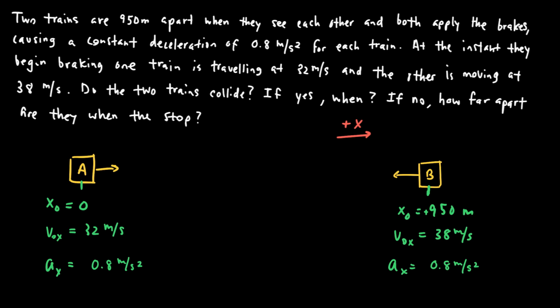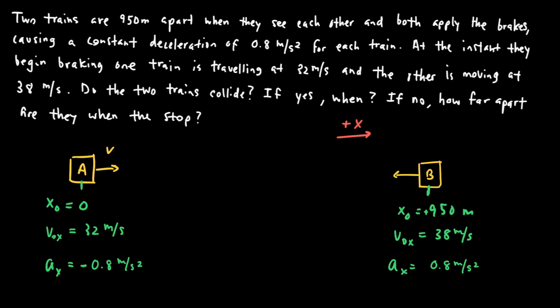So we'll start with train A. The velocity is positive because the velocity is pointing to the right. It's moving in the positive x direction. But the acceleration, which would cause this train to slow down, should be pointing to the left, opposite the direction of the velocity. Things slow down when the velocity and the acceleration are pointed in opposite directions. So the acceleration should very much be negative.